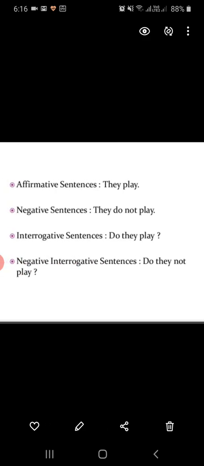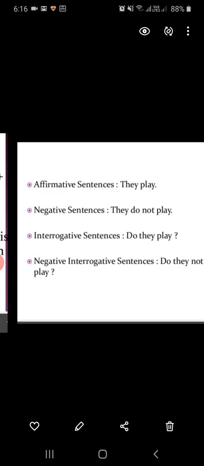Now, affirmative sentences of simple present: they play. The negative sentences: they do not play. Interrogative sentences: do they play? Negative interrogative sentences: do they not play?